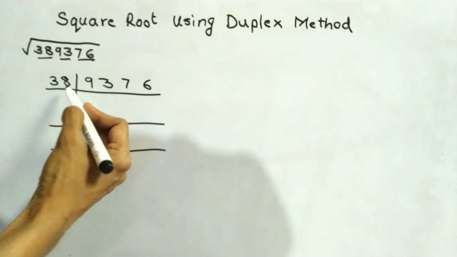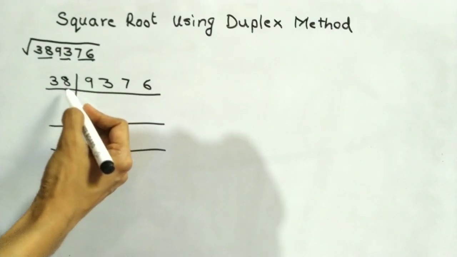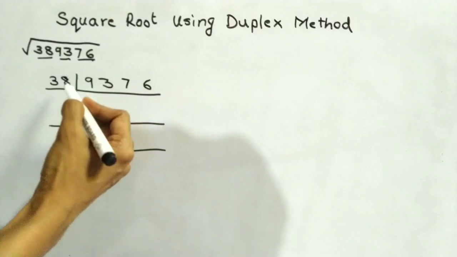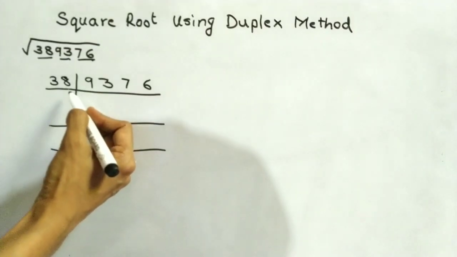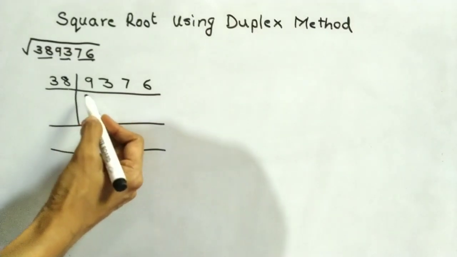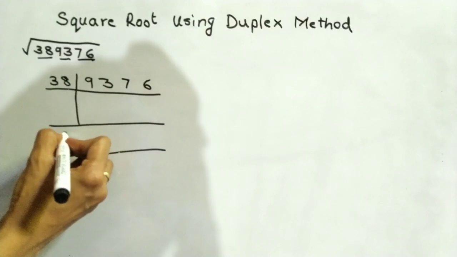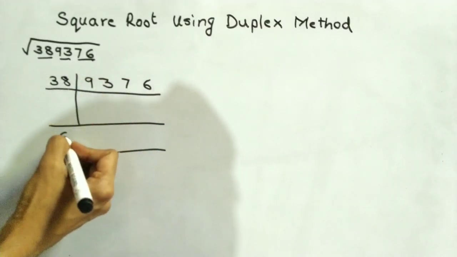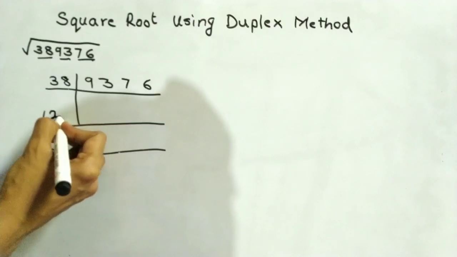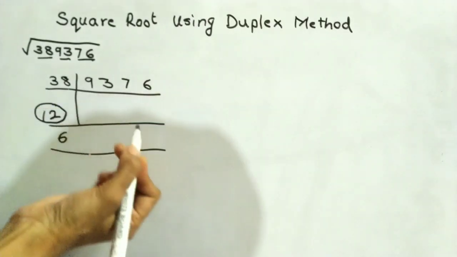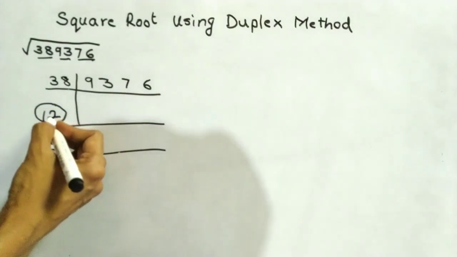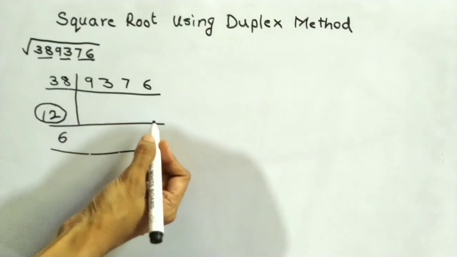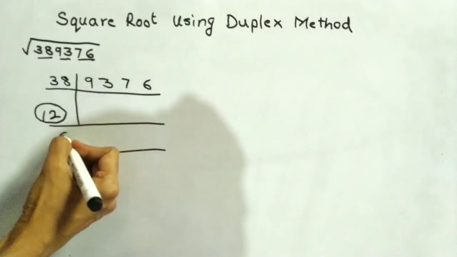We have to find a number which is a square and less than 38. A number that is a square and less than 38 is 36. So 6 6s are 36. So what we do is we write 6 over here, and double this 6 and write it over here, and this is going to be the divisor for the rest of the procedure. Okay, so we have taken 6.